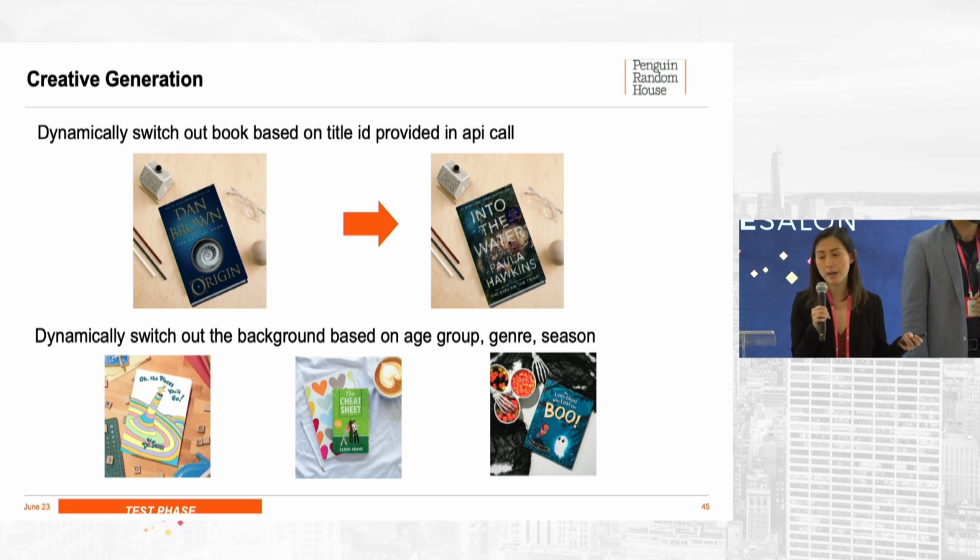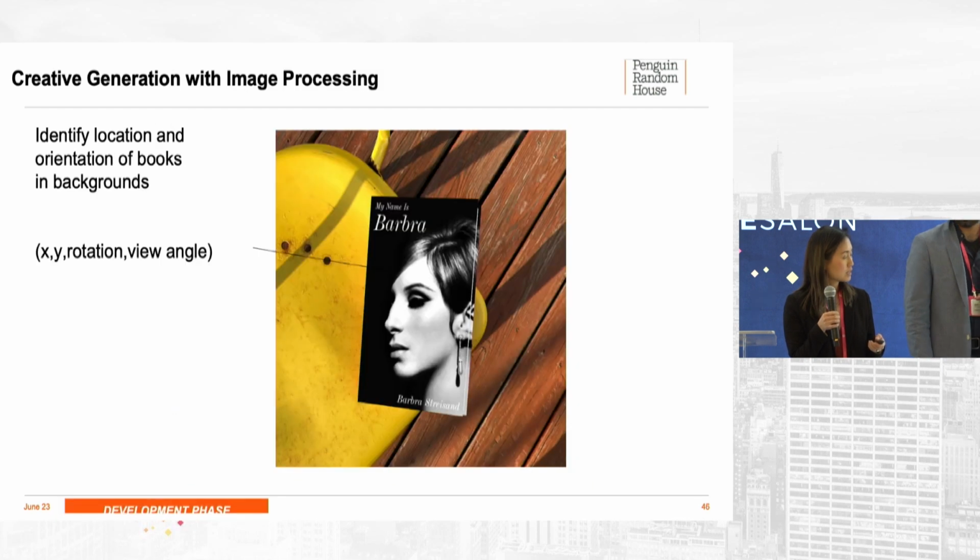The second set of backgrounds is specific to certain age groups, genres, and seasons. As you can see here from left to right, you have an elementary school book background, a romance novel background, and then something that's specific to Halloween. And now Alex is going to bring us through a little bit more about how we're thinking in the future about this creative generator problem, how we can do the positioning of the book within the background in an automated way. So take it away.